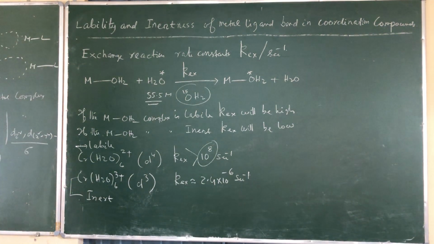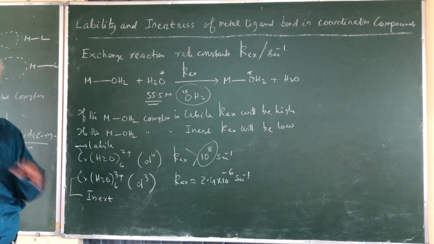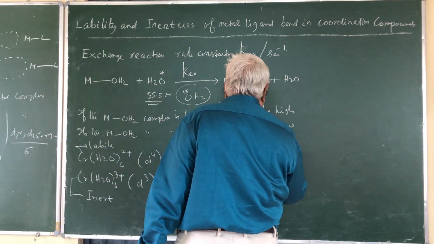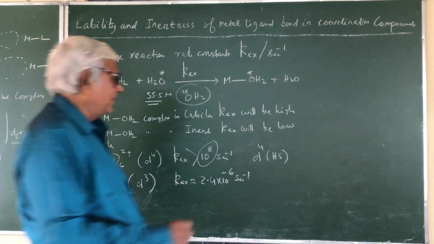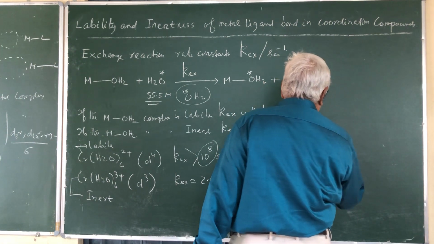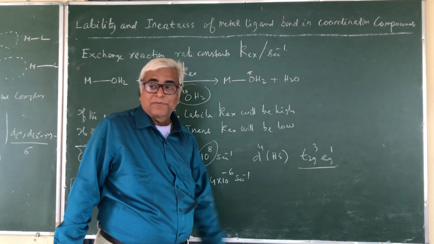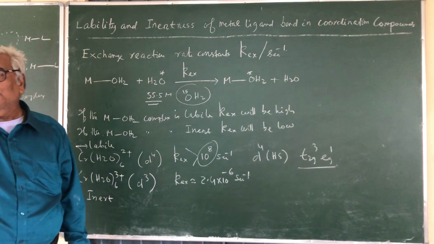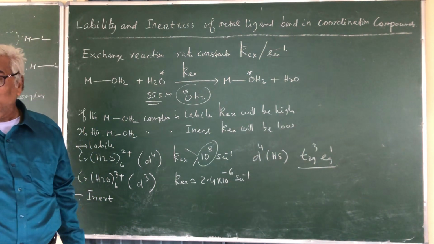Is that clear? Then why is the exchange rate constant high here and low here? Because this is a d4 high spin system. For a d4 high spin complex, the electron distribution will be t2g3 eg1. If the eg orbital is unsymmetrically filled, then there will be strong Jahn-Teller distortion, and the axial bond will be longer.